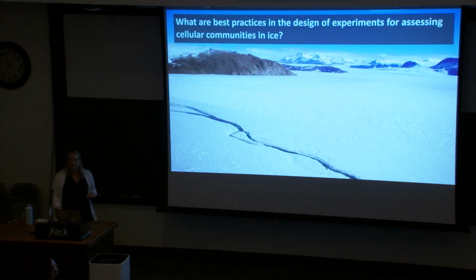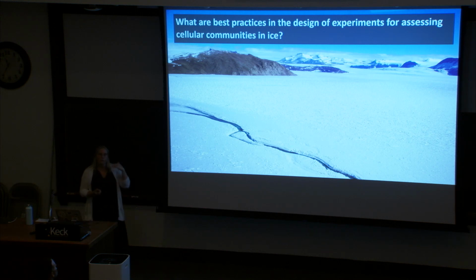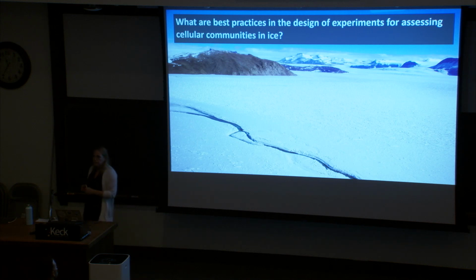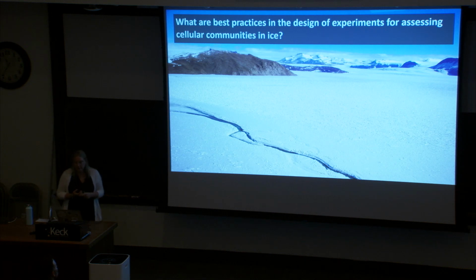And what are best practices in the design of experiments for assessing cellular communities, right? So when we're looking at ice cores, the best place that you take an ice core from is the place that you're going to get the highest temporal resolution, right? So the ability to get annual layers is like that gold standard. So you're going to go to ice divides, you're going to go to ice domes, those places where you can get that temporal resolution.